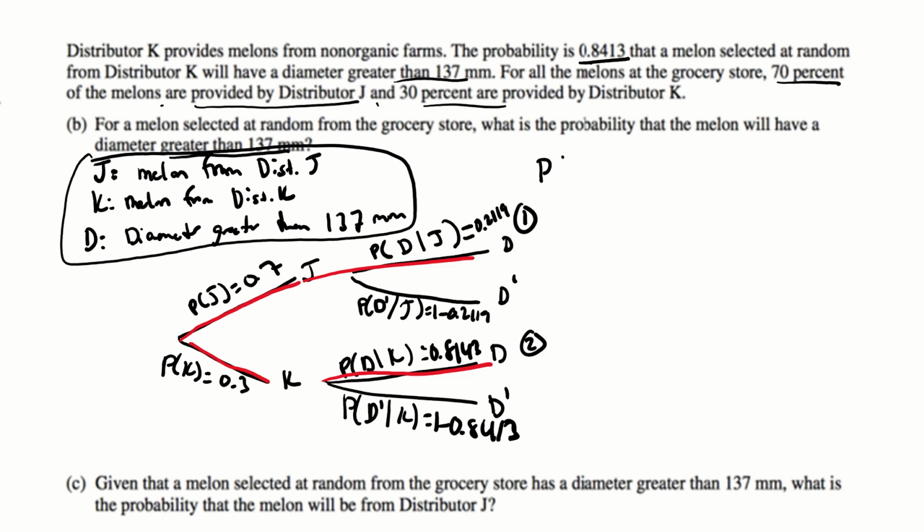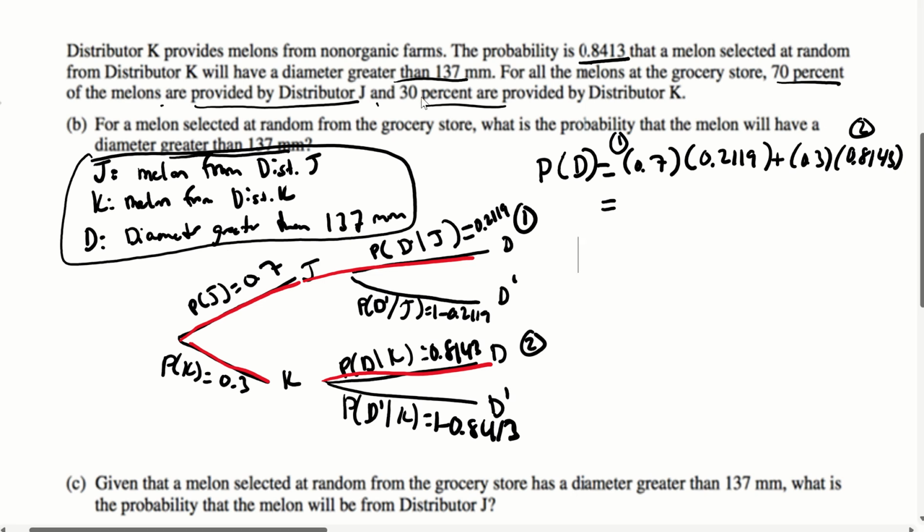So we're going to combine: the probability of D is going to be pathway number 1 plus pathway number 2. And so now I have to multiply these together. So I have to do 0.7 times 0.2119, which is pathway number 1, plus 0.3 times 0.8143, which is pathway number 2. All right, and that's what we're looking for. So then we would have to just add those together.